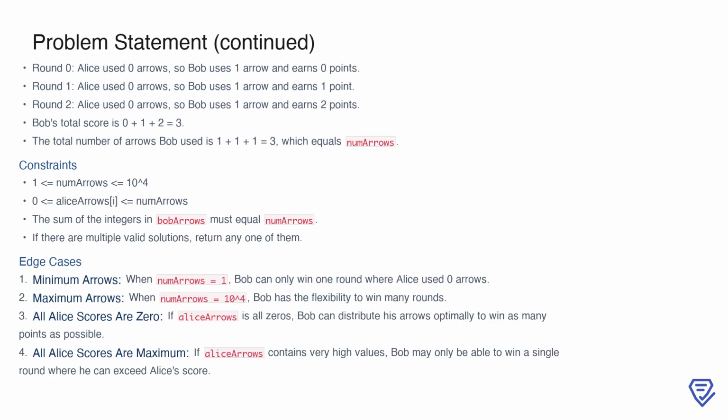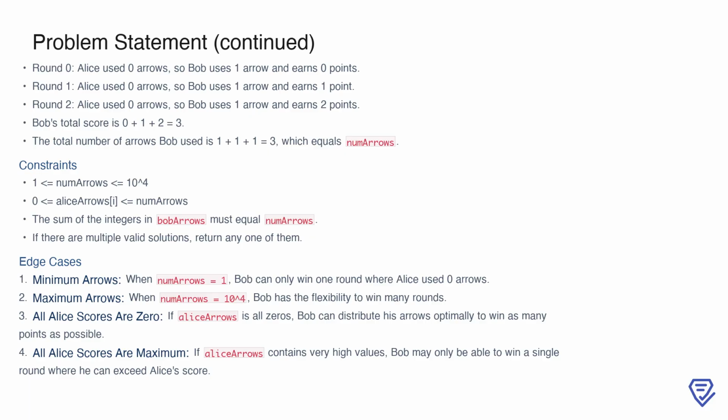Now, let's look at another example. Suppose Bob has only 3 arrows, and aliceArrows is 0, 0, 0, 0, 0, 0, 0, 0, 0, 0, 0, 0. In this case, Alice has not used any arrows in any round. One valid output could be 1, 1, 1, 0, 0, 0, 0, 0, 0, 0, 0, 0. Here, Bob distributes his 3 arrows across the first 3 rounds.